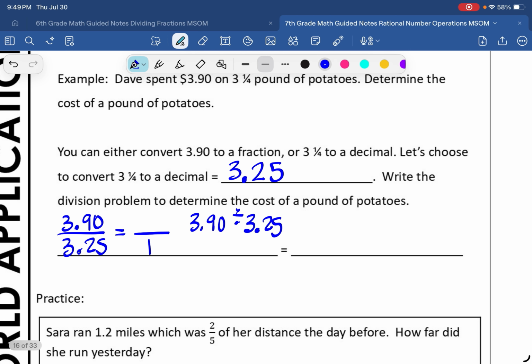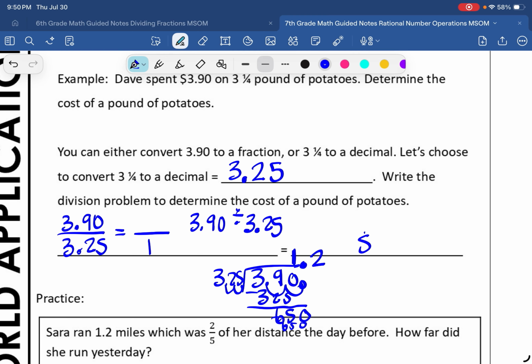So let's figure that out. 3.9 divided by 3.25. Move my decimal over twice, move it over twice, bring it up. 325 goes into 390 one time, which is 325, and then I subtract, which is 65, bring down a 0. 325 goes into 650 two times, and that's 650 with remainder of 0. So it will cost $1.20 per pound of potatoes.